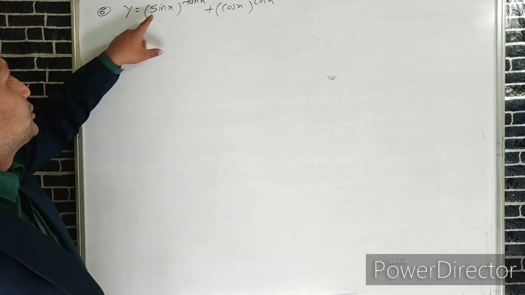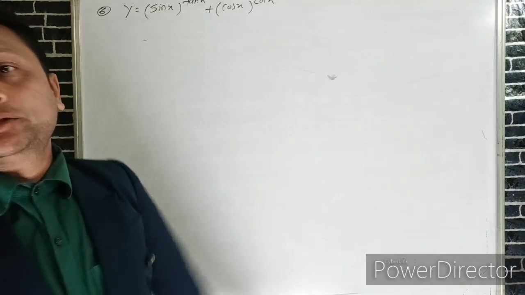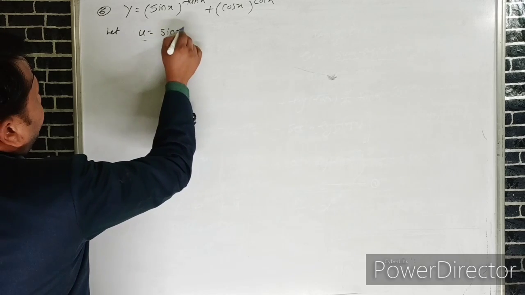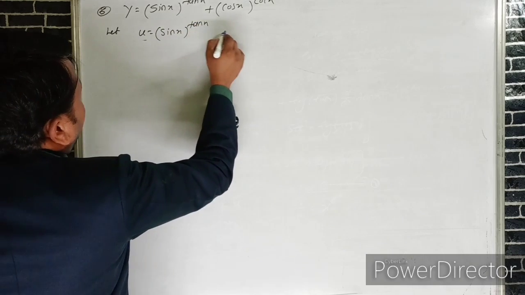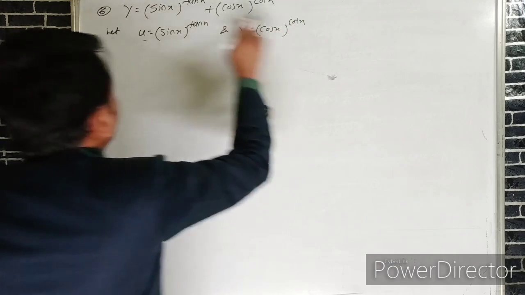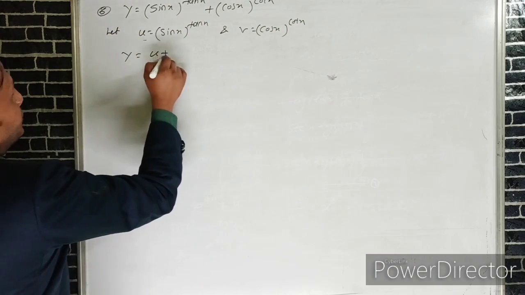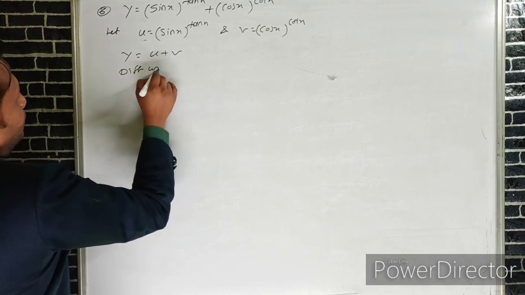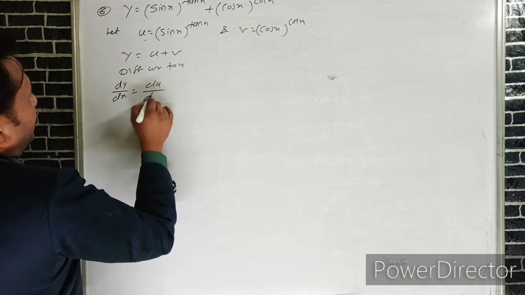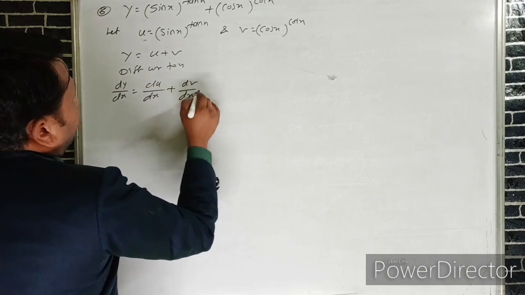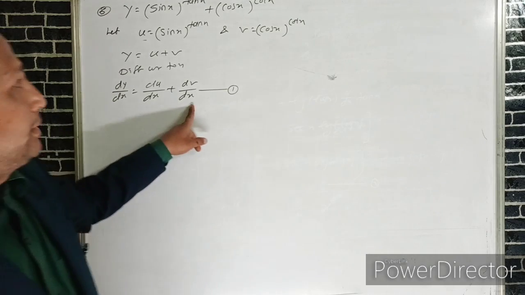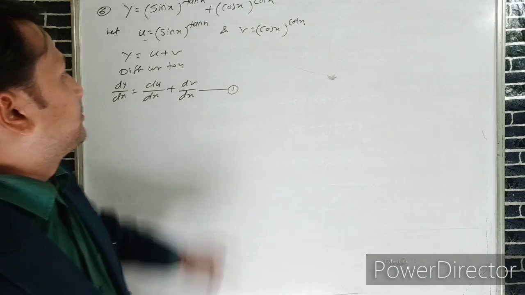Similarly, we can solve y equal to sin x raised to the power tan x plus cos x raised to the power cot x. First, we consider that u is equal to (sin x) raised to the power tan x and v is equal to (cos x) raised to the power cot x. If we put these values, then y becomes u plus v. If we differentiate with respect to x, then dy by dx is equal to du upon dx plus dv upon dx, equation number 1. If we first find du by dx and dv by dx, then we can substitute these values in equation 1.